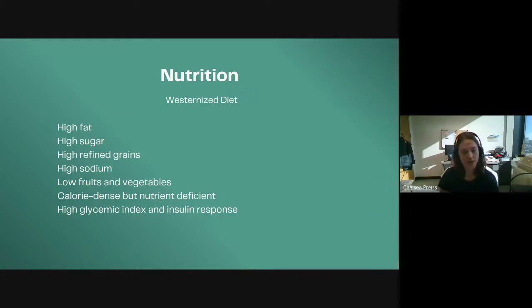So, what has led to the obesity epidemic? One source is the westernized diet, also called the standard American diet or SAD. This diet is characterized by being high in fat, high in sugar, refined grains, high in sodium, and low in fruits and vegetables. So, these are calorie dense but nutrient deficient foods that produce a high glycemic index and insulin response. Some examples would be chips, French fries, cakes, cookies, and then high fructose corn syrup items like sodas, juices, breads, even salad dressings.